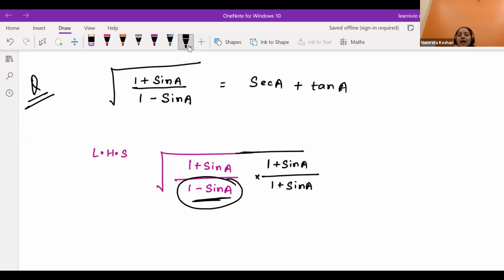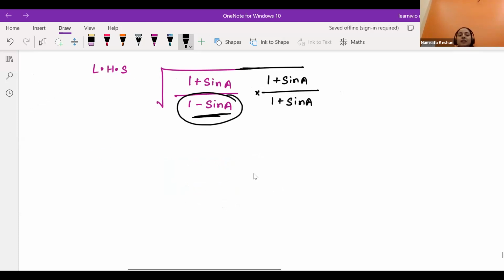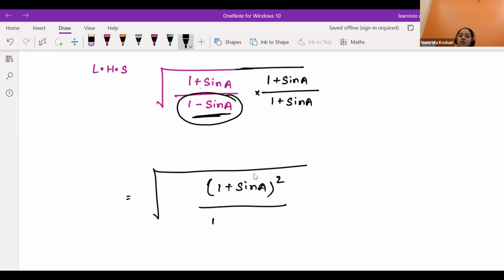Now the question is, is that allowed? Yes, we just have a fraction inside the root or outside the root, and in that fraction we are multiplying the same thing in the numerator and denominator, which is completely fine. So we did this much. Now in the numerator it is 1 plus sin A times 1 plus sin A, so we can write it as 1 plus sin A whole square. And in the denominator it is a minus b times a plus b, so it is just a square minus b square.